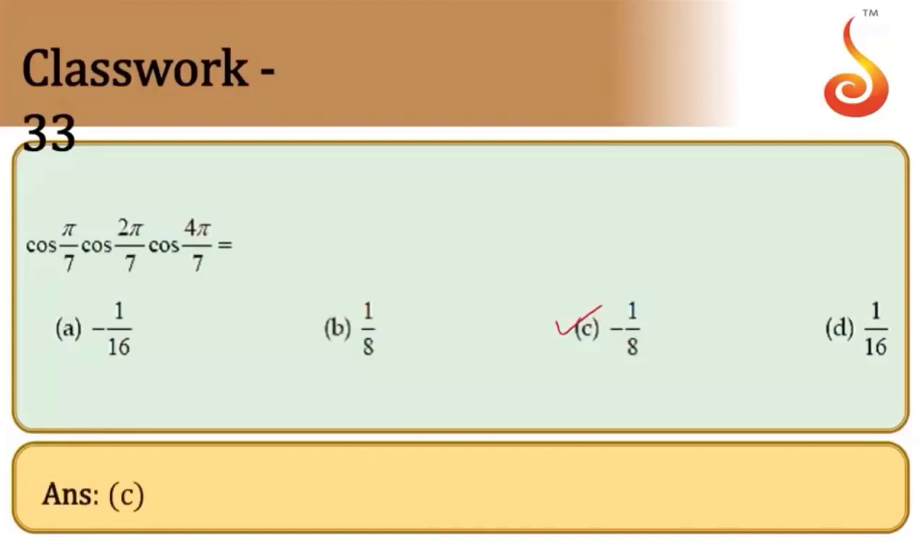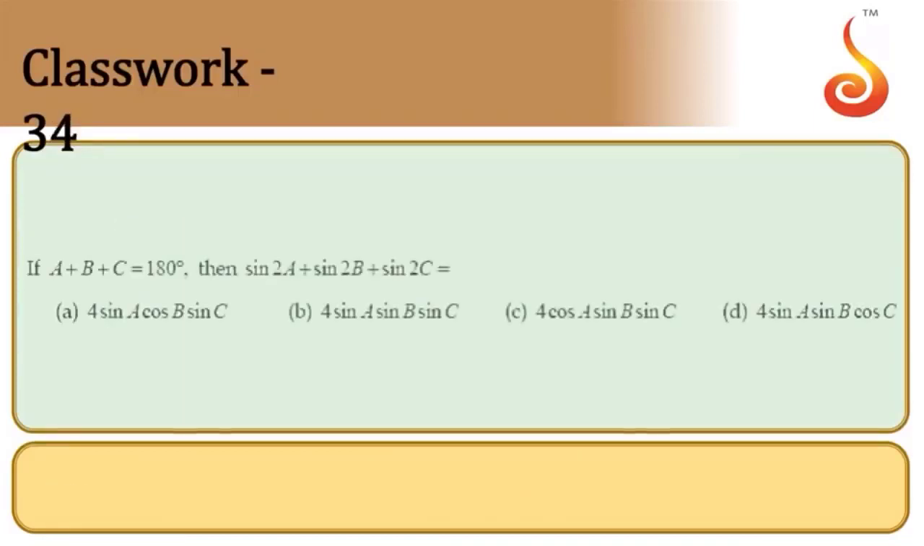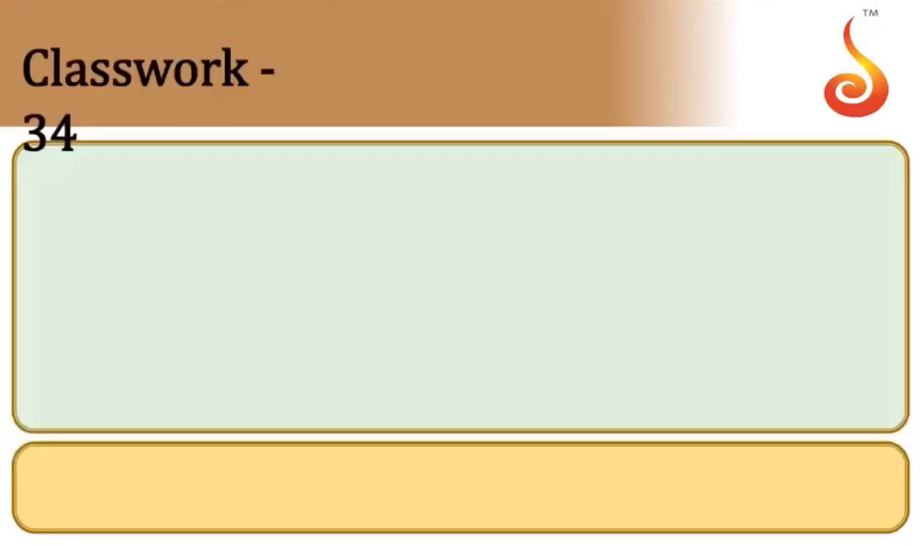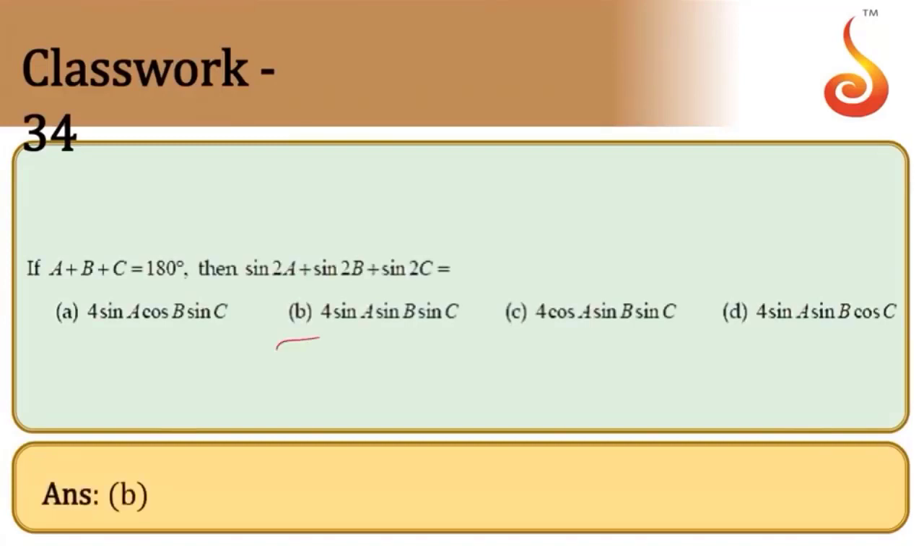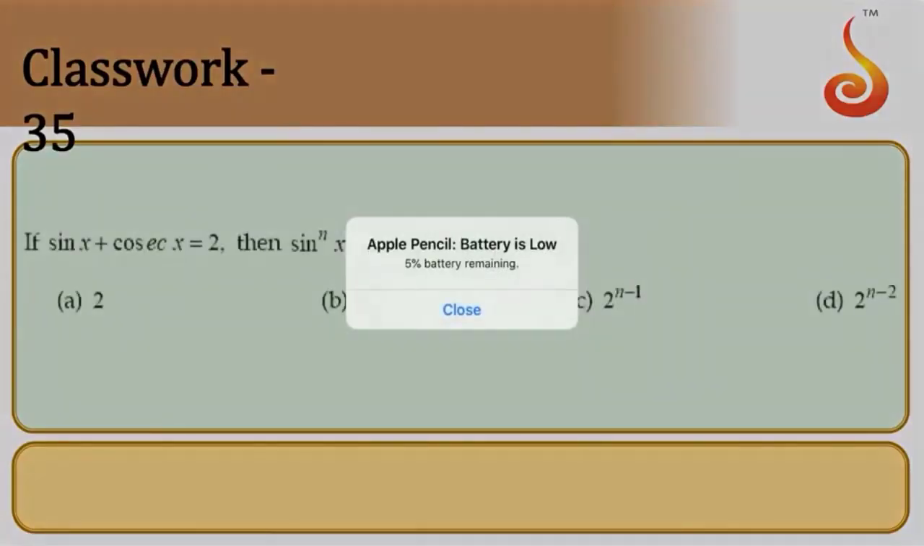So the answer is C. Let me consider the next one. This is a standard bit. Sin 2A + sin 2B + sin 2C is a formula, 4 sin A sin B sin C, a direct formula. Or else we can substitute each angle as 60 degrees and verify from the options. So the answer is B.